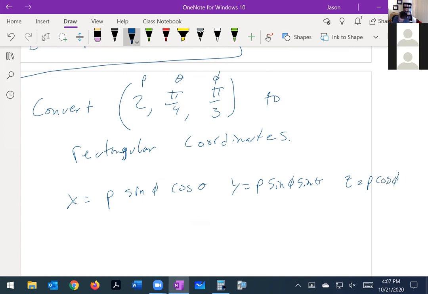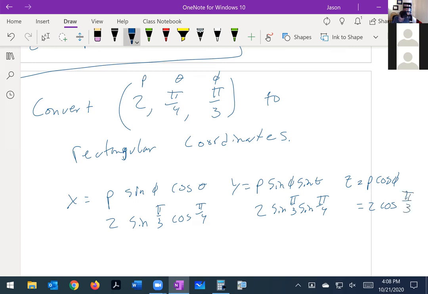So rho here is 2. X is 2 times the sine of pi over 3 times the cosine of pi over 4. Y is equal to 2 times the sine of pi over 3 times the sine of pi over 4. And then z is equal to 2 times the cosine of pi over 3, sorry.